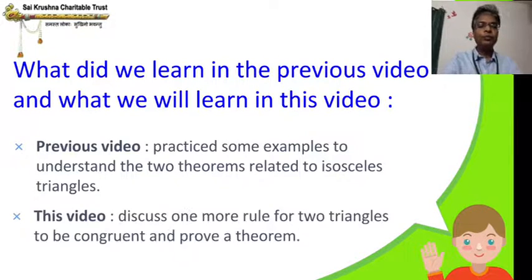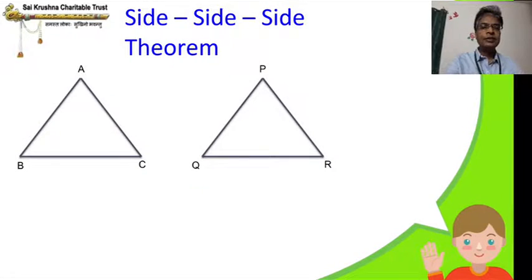One more rule, we are going to see how to prove that they are congruent. So this is the side theorem. We have already seen side, angle, side, that is two sides and the included angle, and two angles and any one side. Now we are going to see three sides are equal. If three sides are equal, we are going to see how they can be shown as congruent.